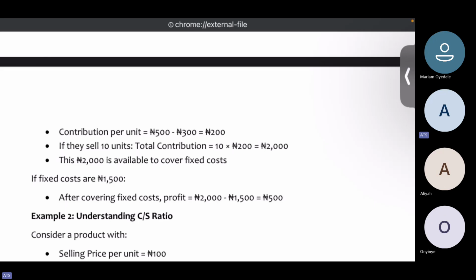It is after deducting your fixed cost, whatever the amount is. In our example here, we are told that fixed cost is 1,500 naira. It is after deducting that 1,500 naira that you get your actual profit, which is 500 naira. Is that clear, or should I go back? Is there something you want me to repeat? It's clear now. All right. Okay.